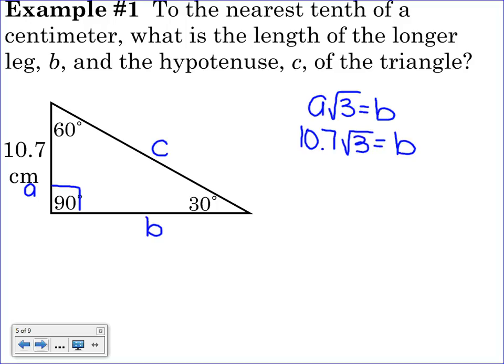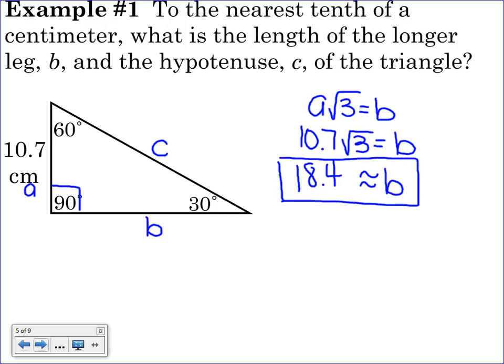So now all we do is plug that into the calculator. 10.7 times the square root of 3 is approximately, it wants us to round it to the nearest tenth, 18.4. So that would be my answer for letter B. And I'd need units, and units were centimeters. So 18.4 centimeters.